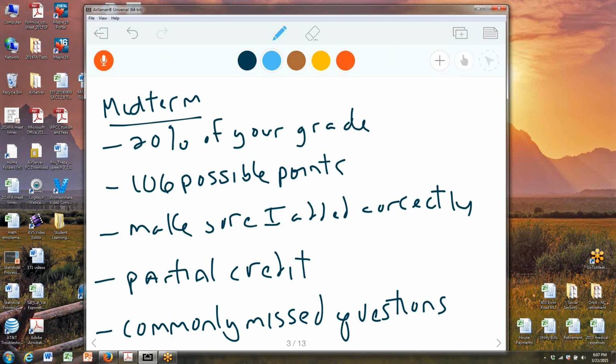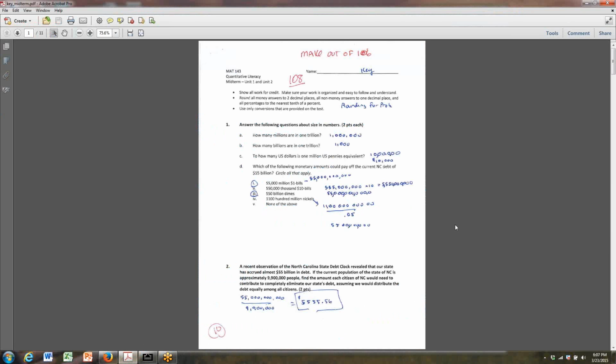If I pull up the midterm up on the test, just to indicate a couple things before we start talking about specifics, I made the midterm out of 106 points. If you actually add up all the point values for the test, it adds up to 108. And I usually, if there's a bad question or whatever, I usually just make it out of a couple points less. That helps you out. So that's what I did.